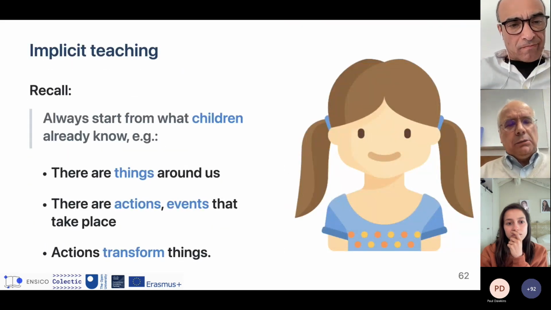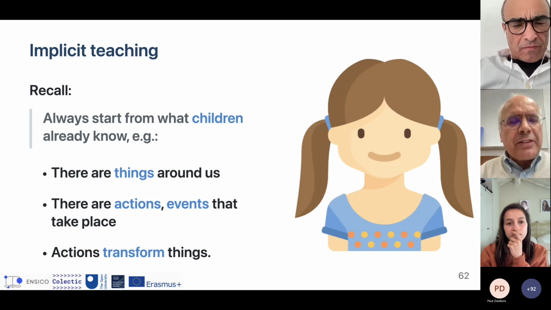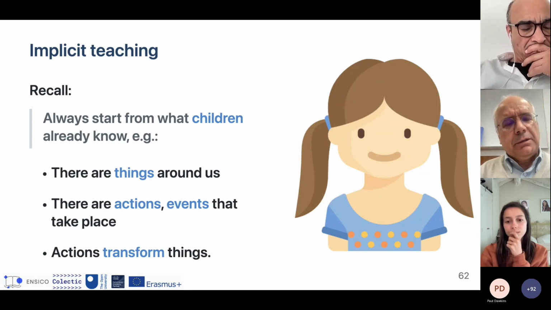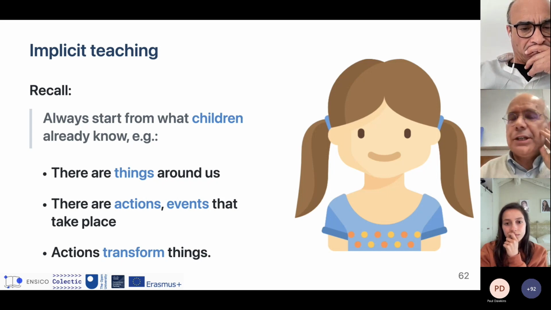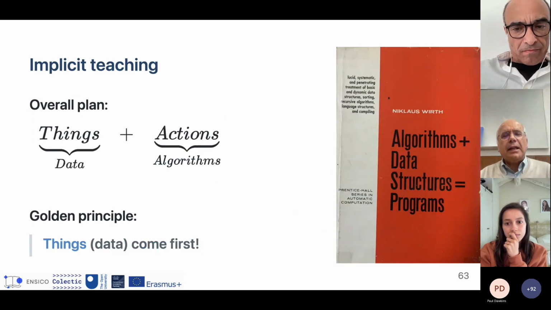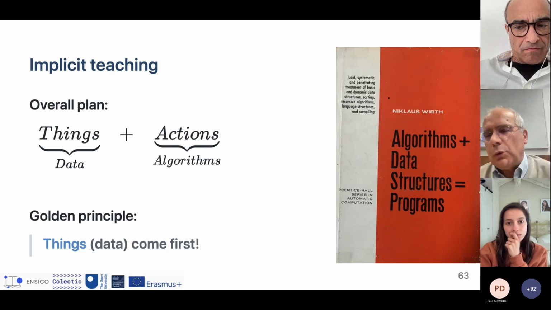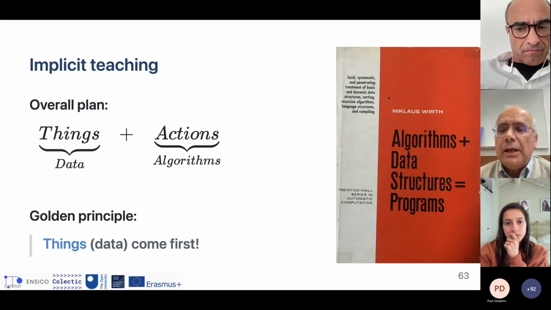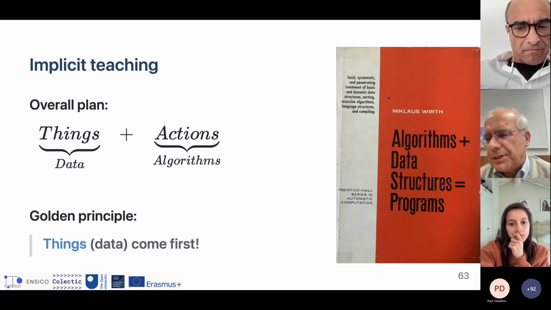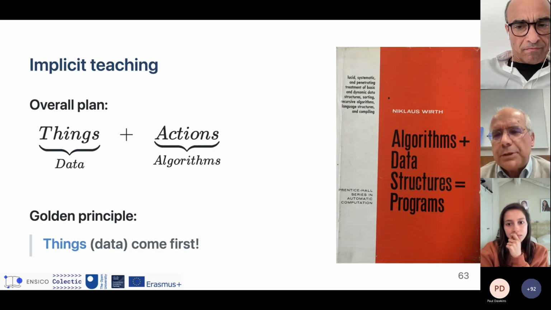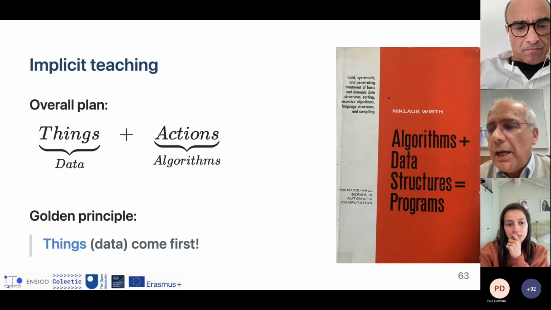Again, we go to the things that we can see around us, the actions that we can do with those things, which are transformations of those things. There's a book which is very well known in the computer science domain, written by a Swiss computer scientist, that tells an equation which is easy to grasp: if you want to build programs, you need algorithms plus data structures. Later, he realized that the title is in the wrong order. It should be data structures plus algorithms equal programs.